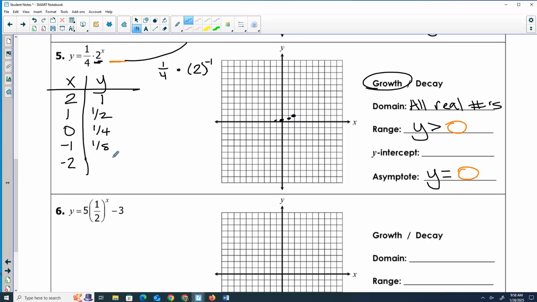If we put in -2, we get 1/16, which is really hard to graph, but we've got this shape. If you needed more points, you are welcome to go ahead and plug in like a 3 or a 4 if you wanted to see. We already said our asymptote is at 0, so I want you to draw a dashed line at 0, and you cannot cross that. All right, so my graph is going up like this, and it cannot cross this line. So that's my exponential growth.